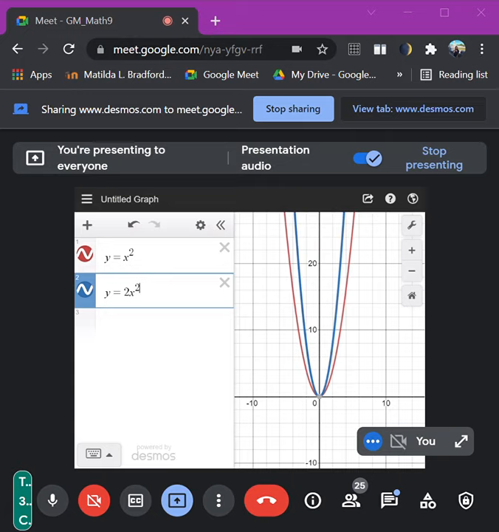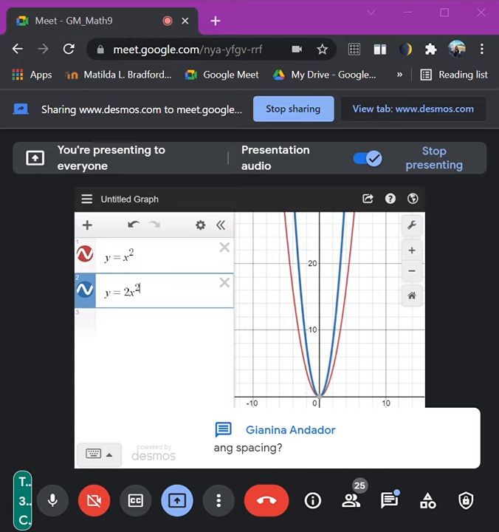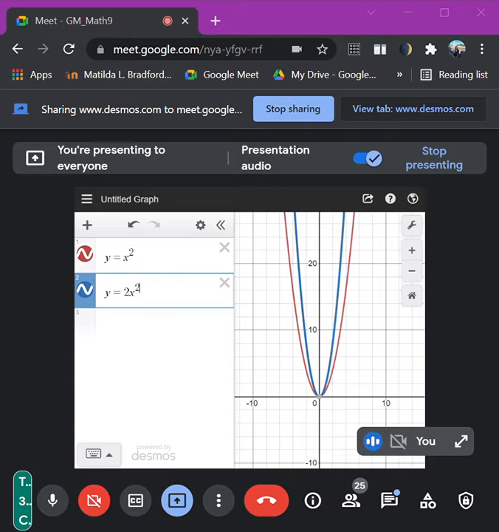Sige daw. Makita ra man ninyo, no? Ang spacing. Yeah, what happened to spacing? Ni-narrow siya, sir. Okay, very good. Ni-narrow siya. Now, atong i-input na pod ang ato ang lain nga given. We have y and then 3x squared.